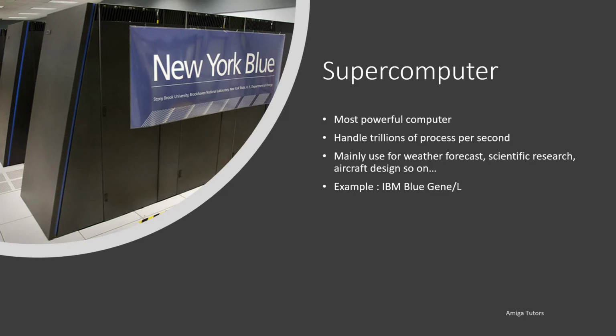And you already know that with the corona disease, our doctors are trying to figure it out, trying to find the solution, the cure for this corona using a supercomputer. But it is mainly used for weather forecasting, scientific research, aircraft design, and lots of other things. Example, IBM Blue Gene and some others.